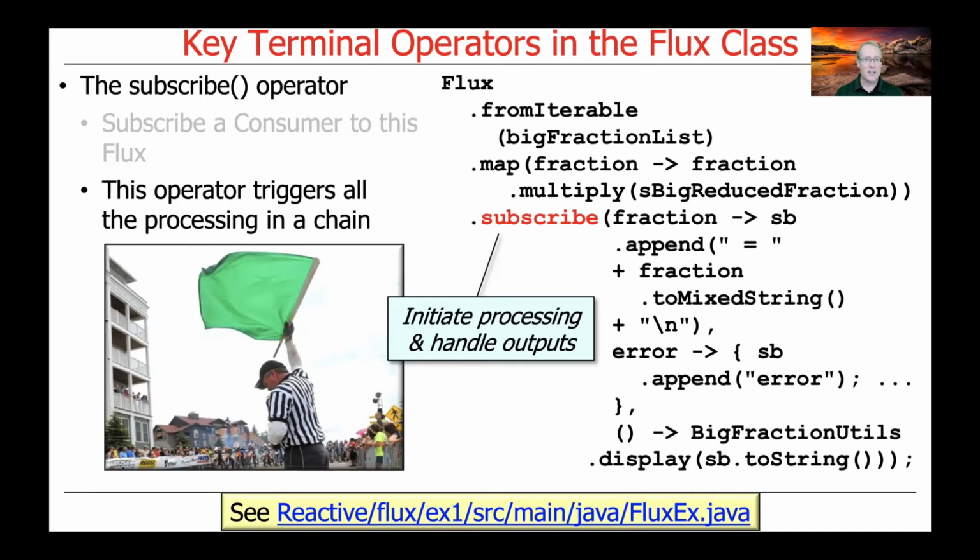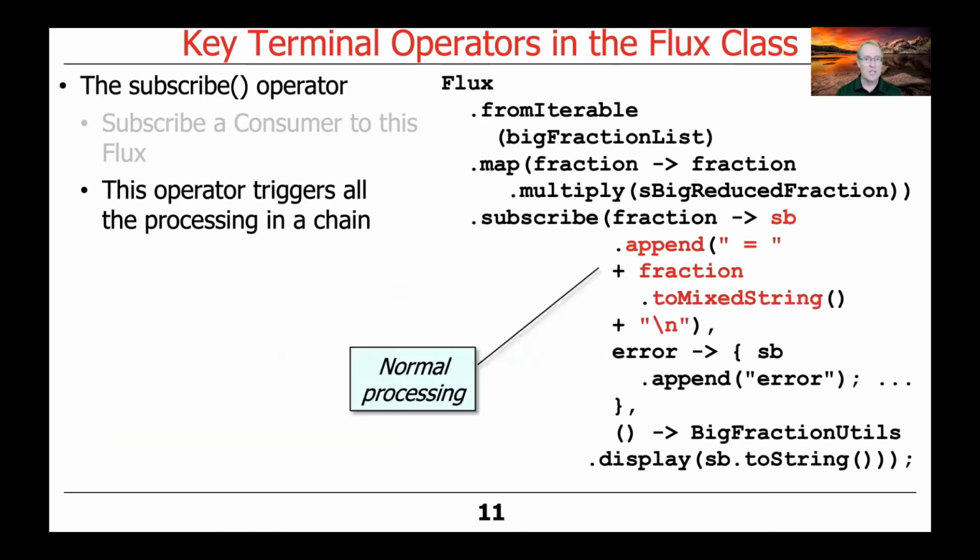Let's take a closer look at the example here. We're going to look at this in more detail when we get to the case study at the end of the lesson, but just really quickly, you can see the first parameter does the normal processing. These are the onNext signals. When the next BigFraction gets emitted, it appends it to the end of the StringBuilder, sb, after converting it to a mixed string. If for some reason an error were to occur, then it will append the string error to the StringBuilder and do some stuff to clean up.